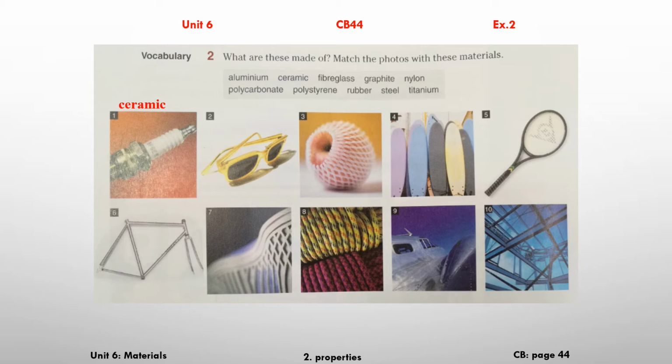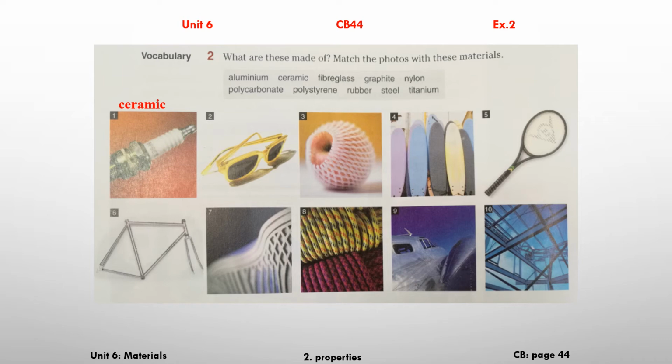In number 3, of course, we're not talking about the apple, but about the material we use to wrap the apple. Let's look at the names of the materials. They are in a box above the pictures: aluminum, ceramic, fiberglass, graphite, nylon, polycarbonate, polystyrene, rubber, steel, titanium. Please try to search for these materials on the internet for 10 minutes maybe. Try to get as many as you can, then come back to check the answers together.